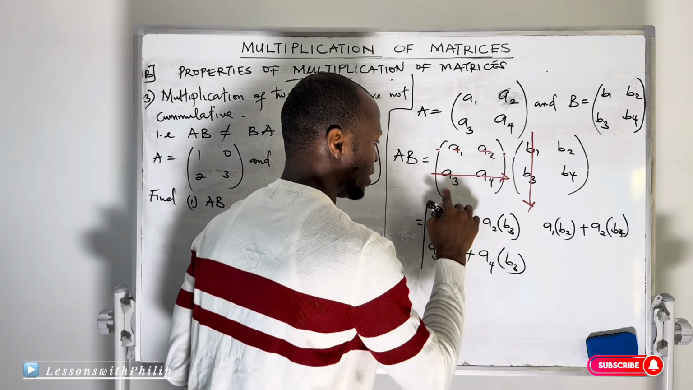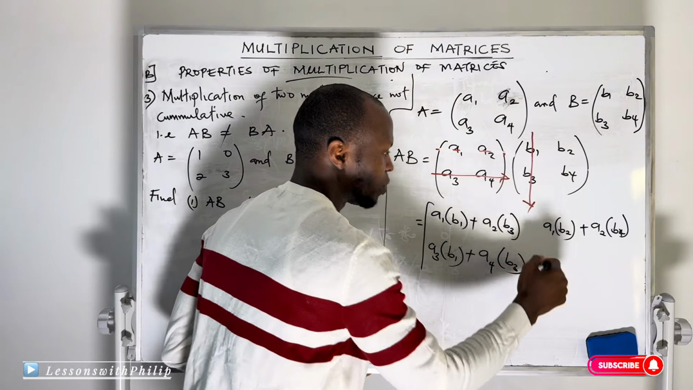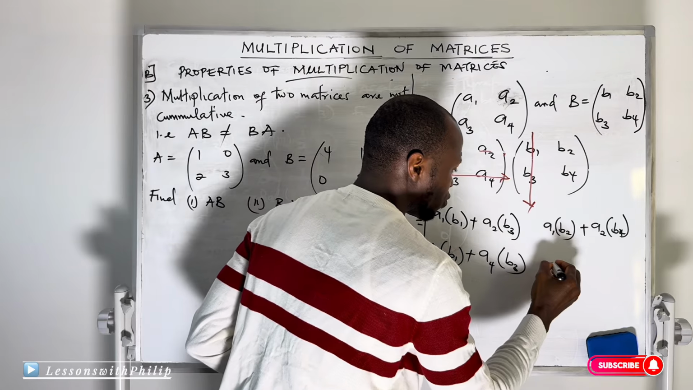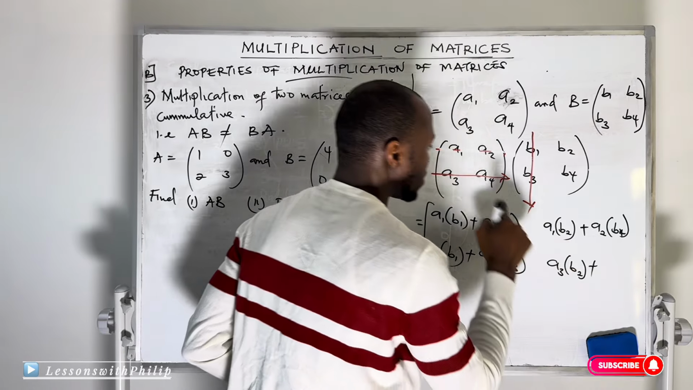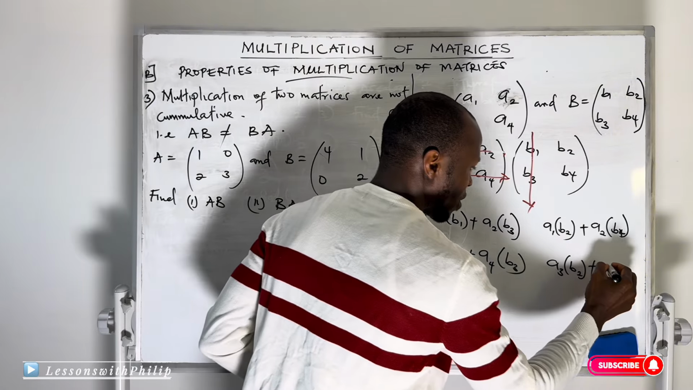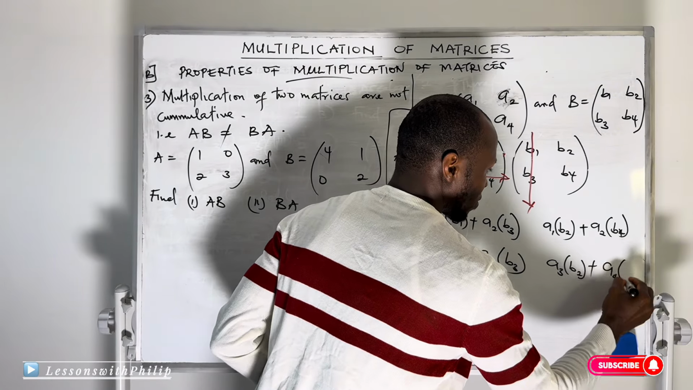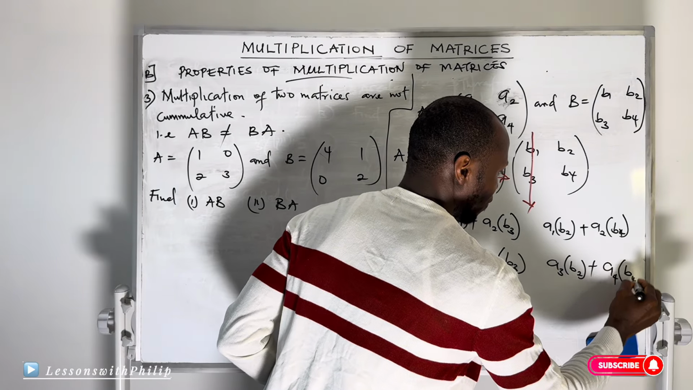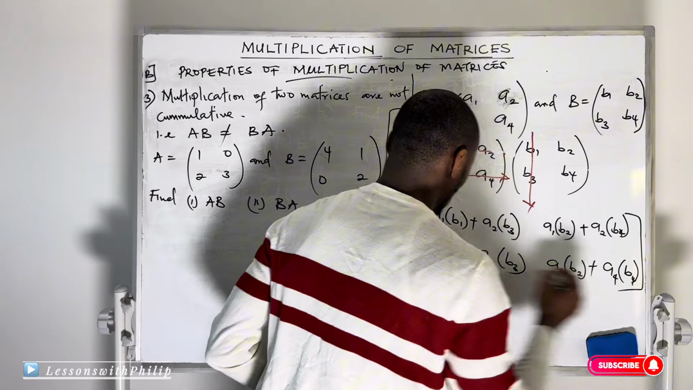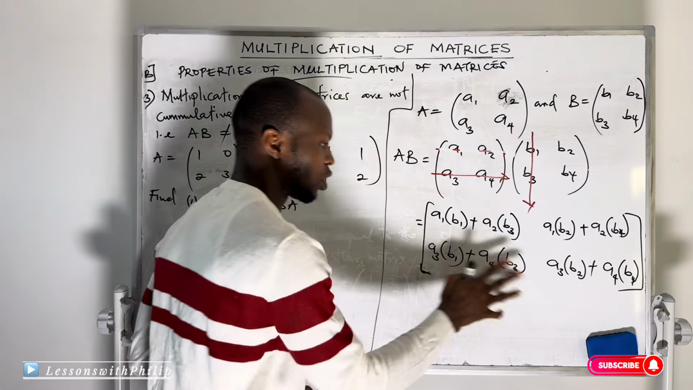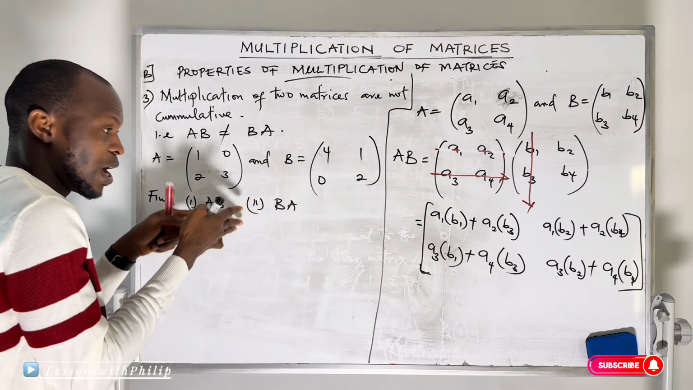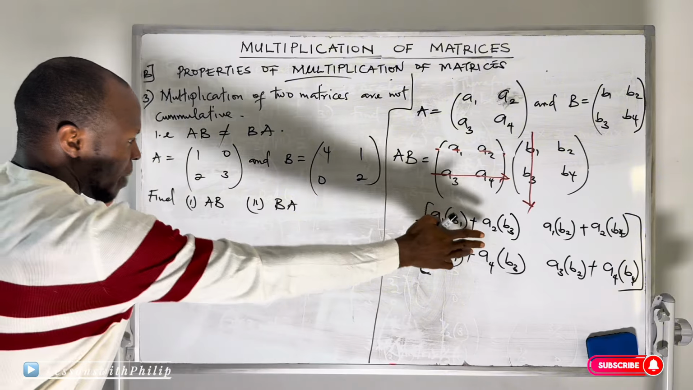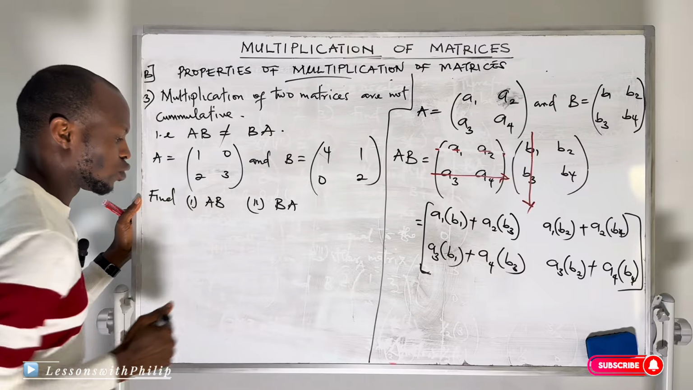All right, now this row will multiply the second column. So we have A3 multiplied by B2 plus A4 multiplied by B4. This is the logic in multiplying two matrices. And that's the same way I will use to multiply this. Let's use this logic to do this now.